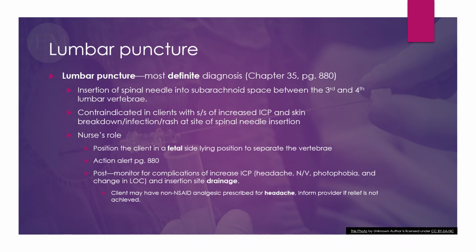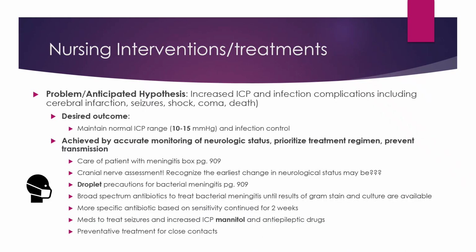For our nursing interventions and treatments, our anticipated hypothesis is increased intracranial pressure and infection complications, including cerebral infarction, seizures, shock, coma, and death. And our desired outcome is to maintain a normal intracranial pressure range between 10 and 15 mmHg and infection control. We can achieve this by accurate monitoring of their neurologic status, prioritize treatment regimen, and prevent transmission.